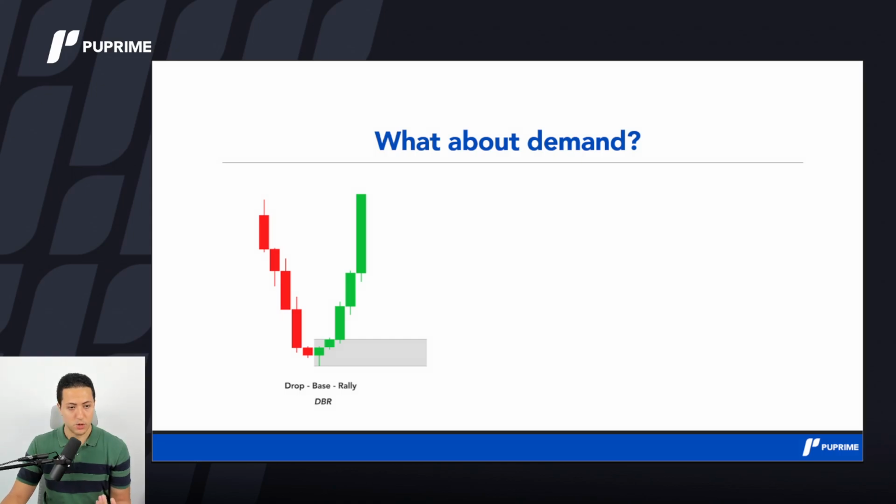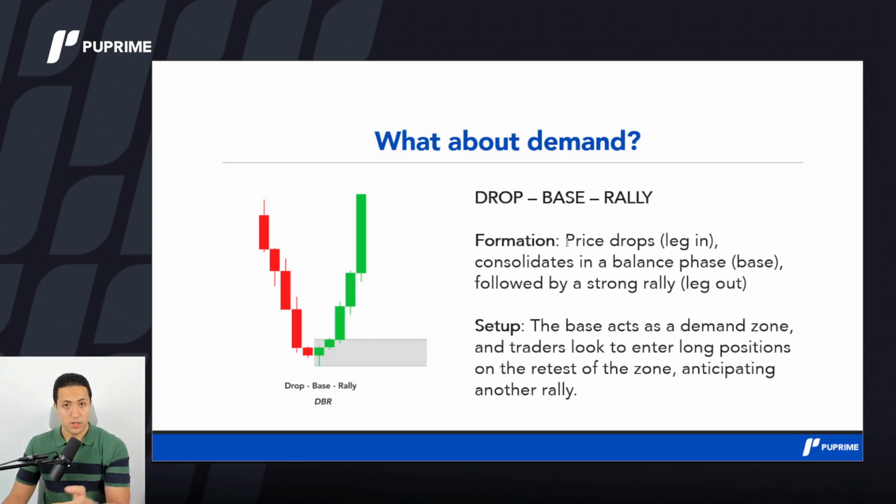So the formation is the price drops. It's a leg in. It consolidates in a balance phase, which is the base, and it's followed by a strong rally. So it's a leg out. So it's a drop-based rally. The base acts as a demand zone, and traders look to enter long positions on the retest of the zone, anticipating another rally. Guys, we have talked about two supply formations, which are the rally base drop and the drop base drop. We have talked about one demand level, which is the drop base rally.